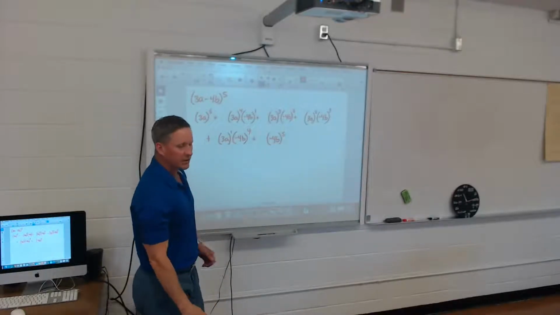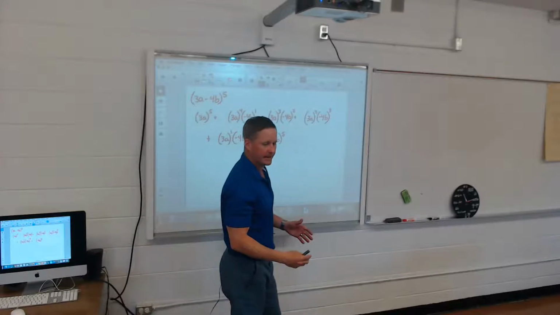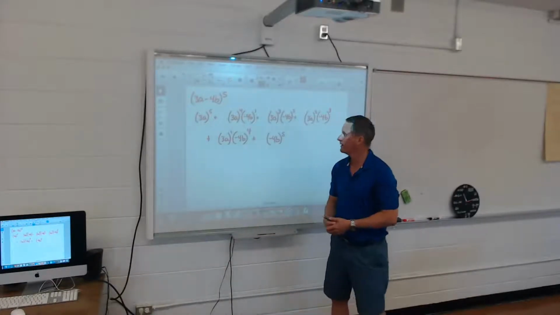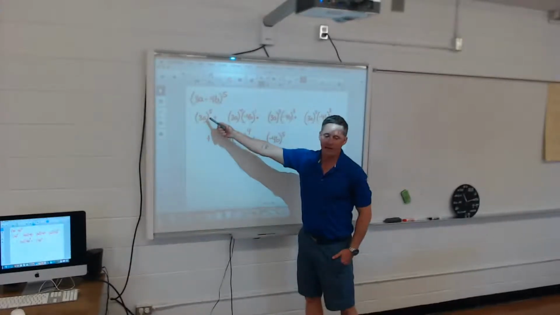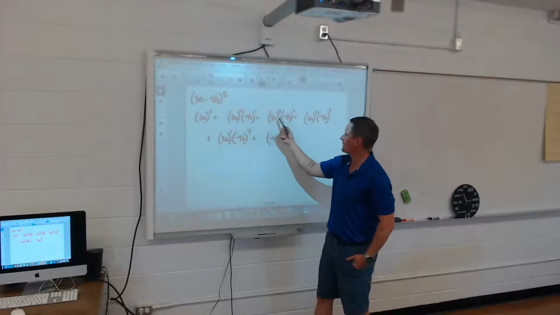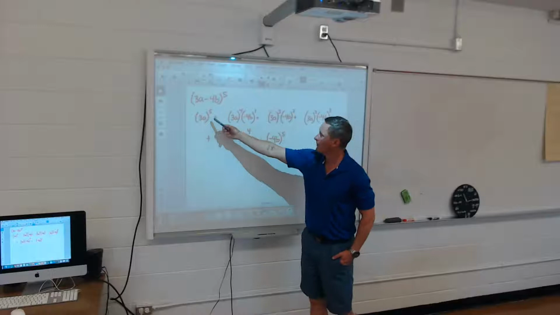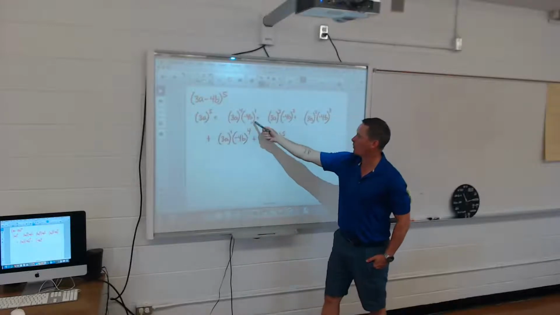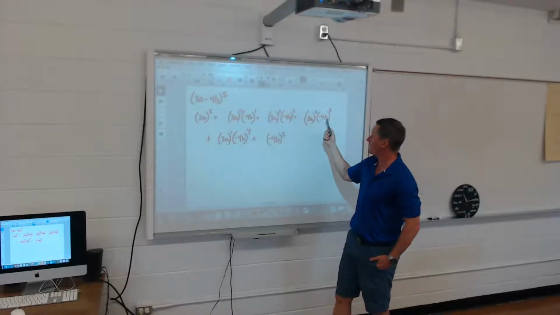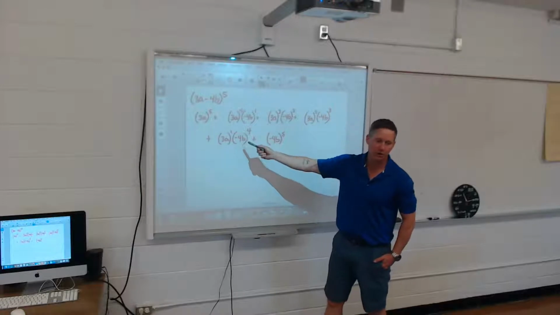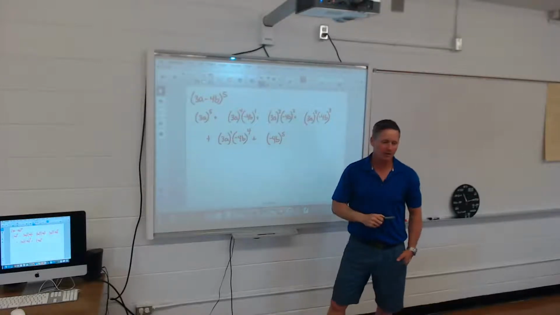Okay, so that's the first thing that I want to be able to do. This is the first thing. 3a to the fifth, 3a to the fourth, 3a to the third, 3a squared, 3a to the 1, 3a to the 0. Minus 4b to the 0, minus 4b to the 1, minus 4b squared, minus 4b cubed, minus 4b to the 4, and minus 4b to the fifth.